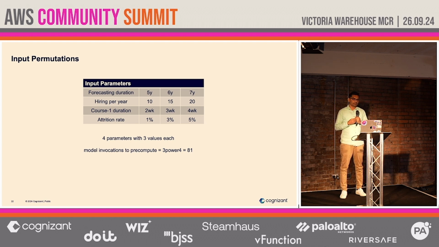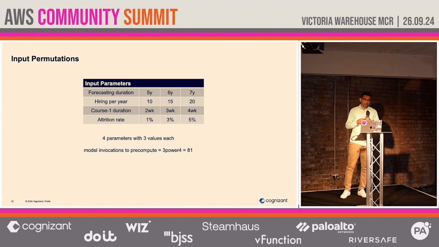Now, the question is, how do we pre-compute? What exactly should we pre-compute? And the approach we've taken here was something like this. For example, in this case, we have 4 input parameters, and each of these input parameters has 3 values. So if you think of every possible combination of this, that is 3 to the power of 4, 81 combinations. So we need to make 81 model invocations and pre-compute the output and store it in the database.